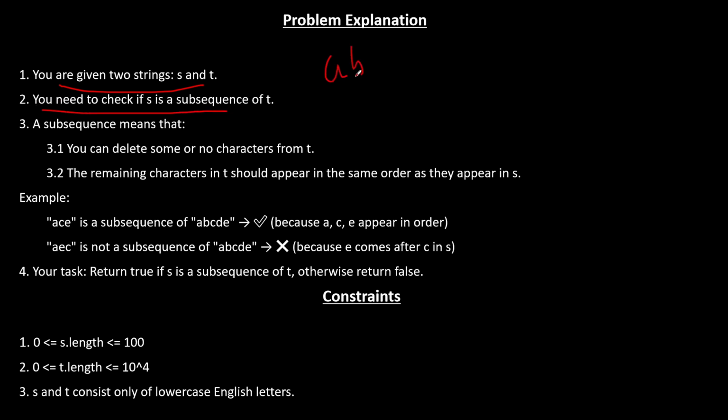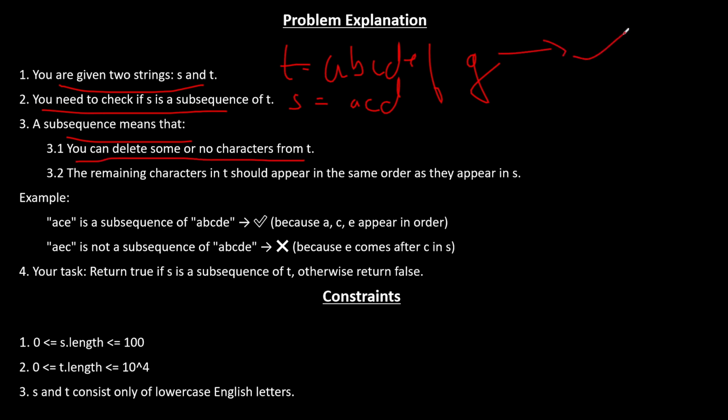Let A, B, C, D, E, F, G be a string which is equal to T, and S is a subsequence, let it be A, C, B. What does subsequence mean? You can delete some or no characters from T. From this, you can delete the characters or not. The remaining characters in T should appear in the same order as they appear in S.